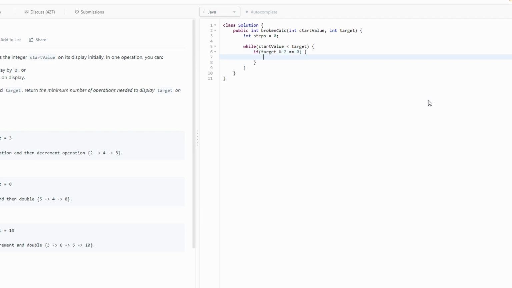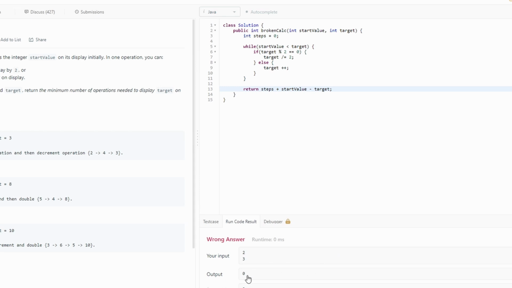If it is even, then we can divide it by 2. If it is odd, then we can just add the target. And as soon as this target becomes less than or equals to the start value, the remaining steps would be just the difference between the target and the start, because at that point we can just do additions for the remaining steps, right? So this would be the solution. Let's run it and see if there is any issues.